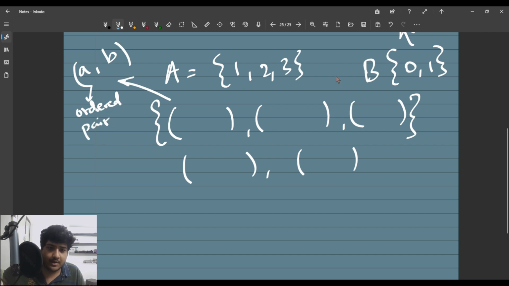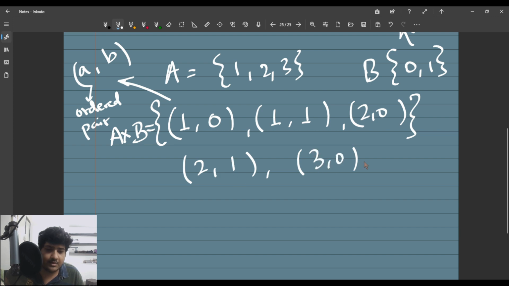And to define the product, A cross B, I am calling it cross, you can call it whatever you want. A cross B is the first element taken from A and the second element taken from B, and all such possible combinations. So 1, 0 will be one such combo. 1, 1 will be another such combo, and mind that 1, 1 is different from 1, 0, because at least one element differs. And then we'll have 2, 0 and 2, 1. We'll have 3, 0 and 3, 1.